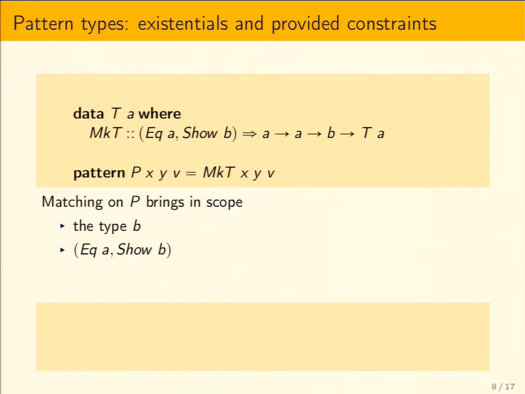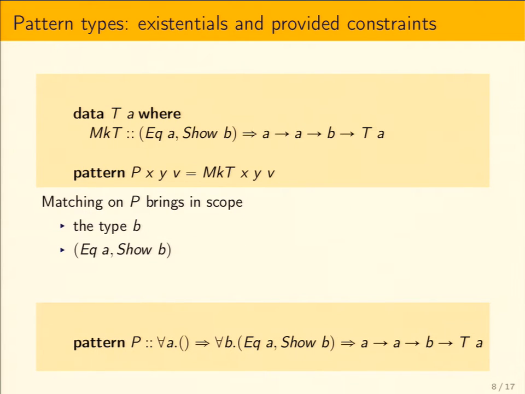So of course, by analogy, that means that if we define a pattern synonym which abstracts away this constructor, then it too will bring in both the rigid type variable and these provided contexts. So we will need to include that in the type of the pattern synonym.